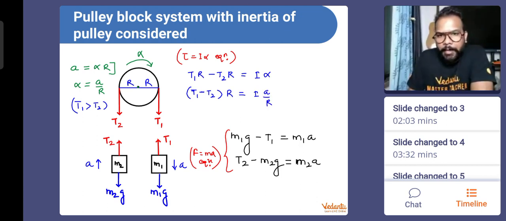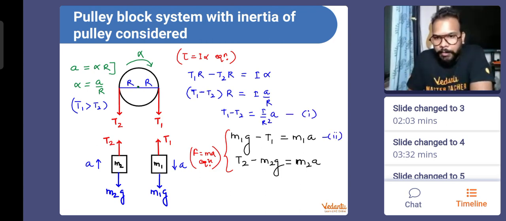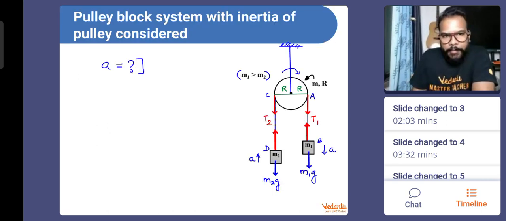Alpha is basically a by r. So I get T1 minus T2 equal to I by r square into a. That is my equation number 1. This is my equation number 2. This is my equation number 3. And I want to find out the value of acceleration a. How much is the acceleration of the blocks?